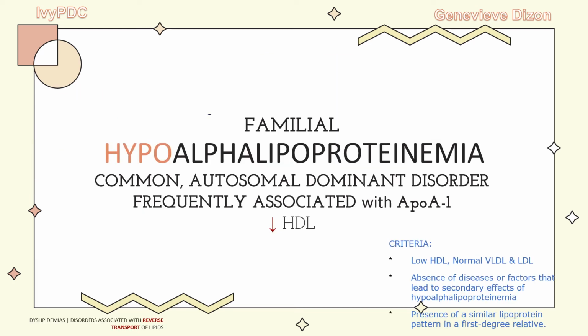Our next condition is familial hypoalphalipoproteinemia, which is a common autosomal dominant disorder. Common because it has a ratio of 1:400 people in a population. And this is frequently associated with ApoA1, either with a decrease in the production of ApoA1 or an increase in ApoA1 catabolism.